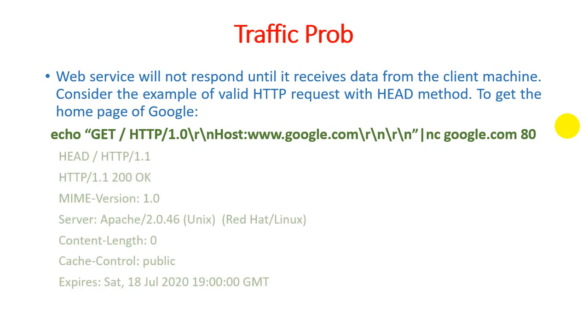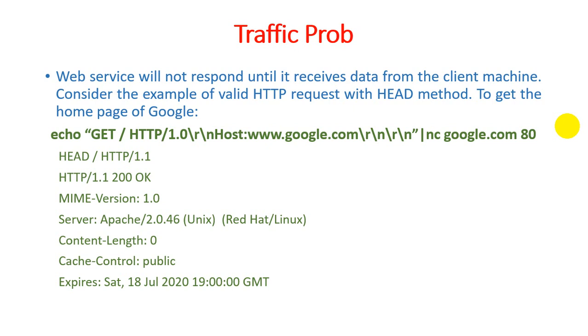Now what is the result? First, it provides the HTTP version, known as 1.1. HTTP 1.1 200 OK means the requested server is able to provide a response. That's why they mention 200, meaning they are able to respond to your request. Then the MIME version, which is the Multipurpose Internet Mail Extensions version. Next one, server, it works on different servers like Apache 2.0.46 and Unix. It also provides operating system information like Red Hat or Linux.